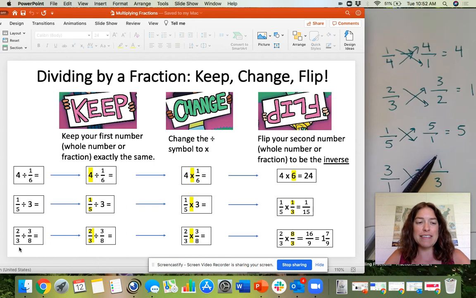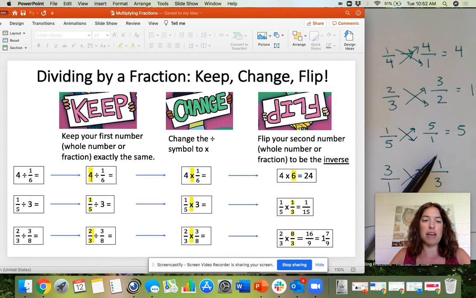So in our last example, we have 2/3 divided by 3/8. It's the same process. We're going to keep, change, flip. I'm going to keep my first number the same. 2/3 stays exactly the same. In every single example, I kept my first number the same.